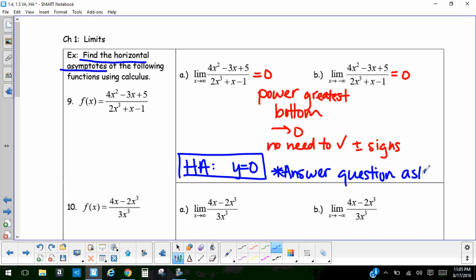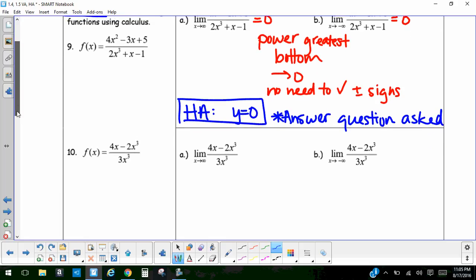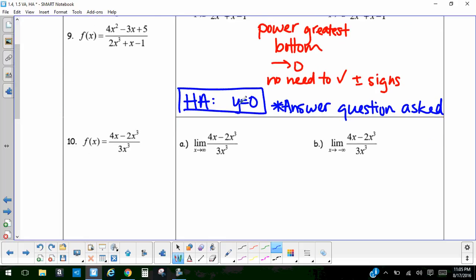So in order to support your answer, we use the calculus like they asked us to. But the final answer is what is the horizontal asymptote? And that's what we boxed in with proper notation. The horizontal asymptote is y equals and vertical asymptote is x equals.